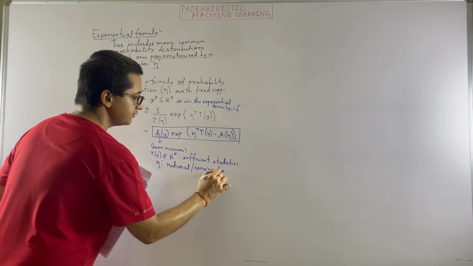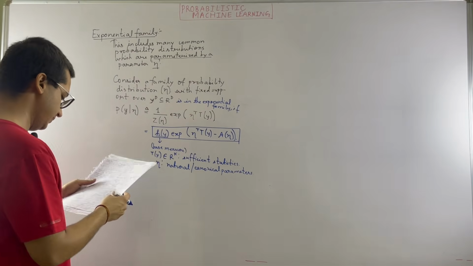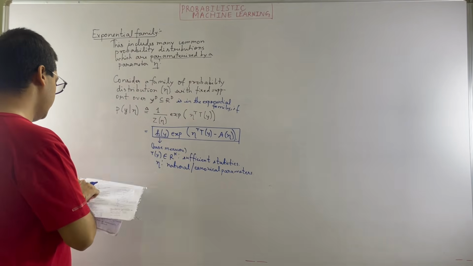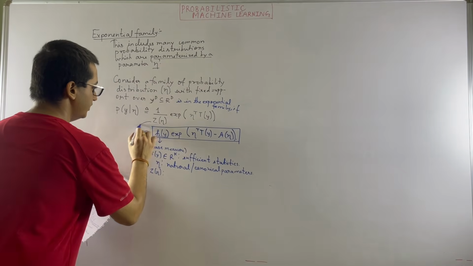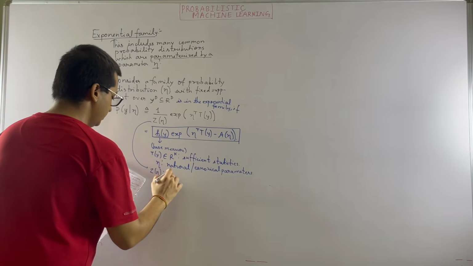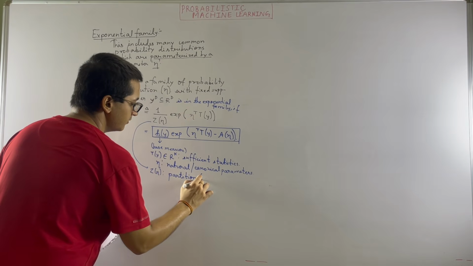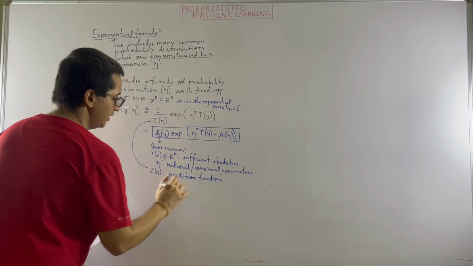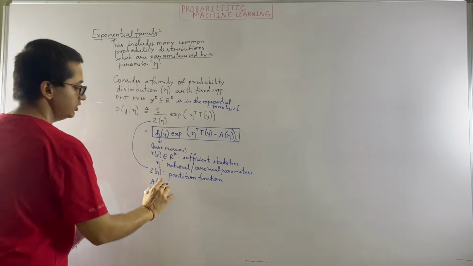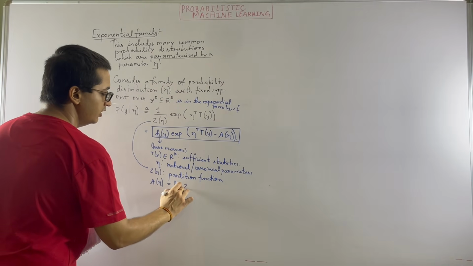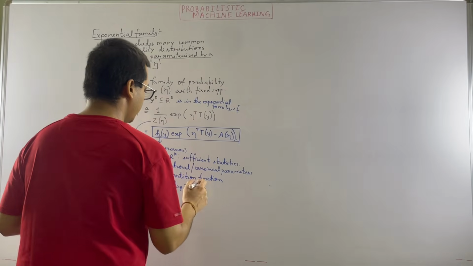Natural or canonical parameters. And z of eta that we wrote over here is actually called the partition function, and a of eta. If you take the a of eta inside the exponential, what will a of eta be? Log z of eta, right? So this a of eta is called the log partition function.